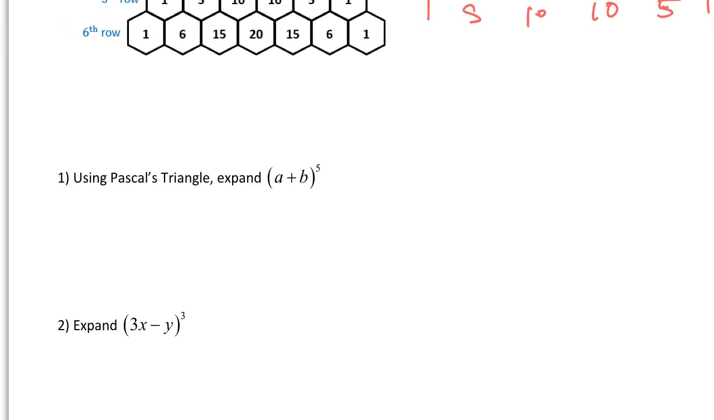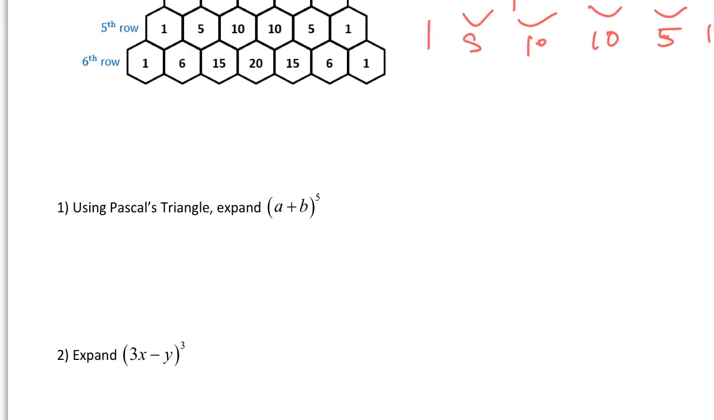So let's start with this. If I thought about my coefficients for the 5th row, you can see up there, a plus b to the 5th means I'm going to use 1, 5, 10, 10, 5, 1. So I'm going to start by writing those coefficients: 1, 5, 10, 10, 5, 1.